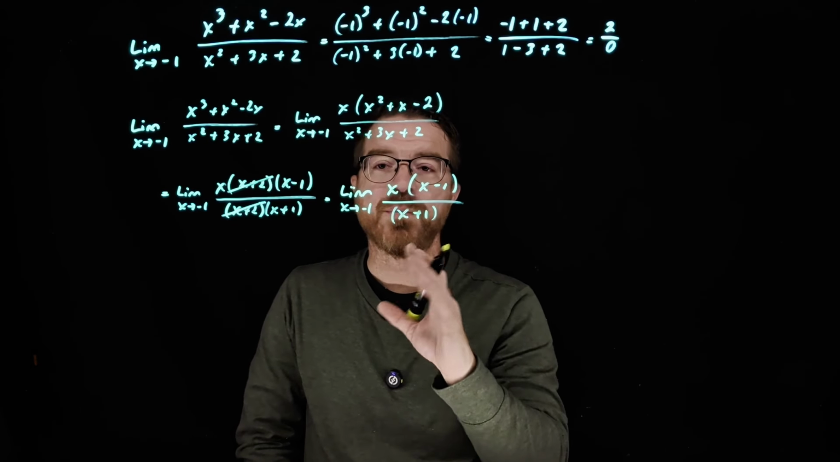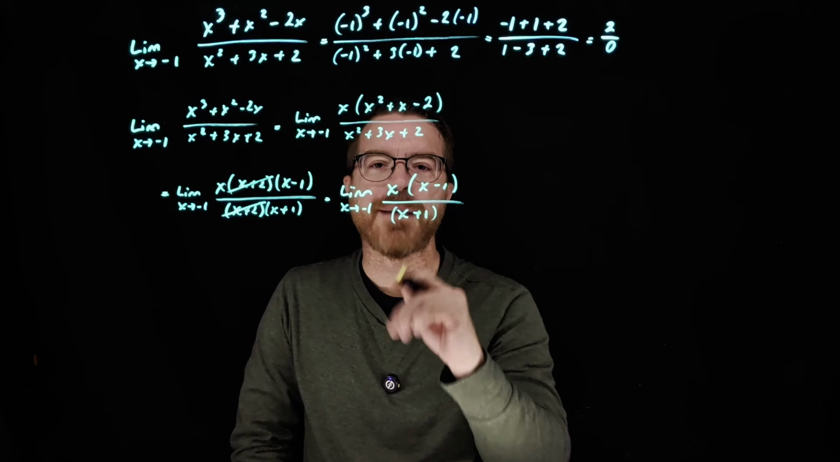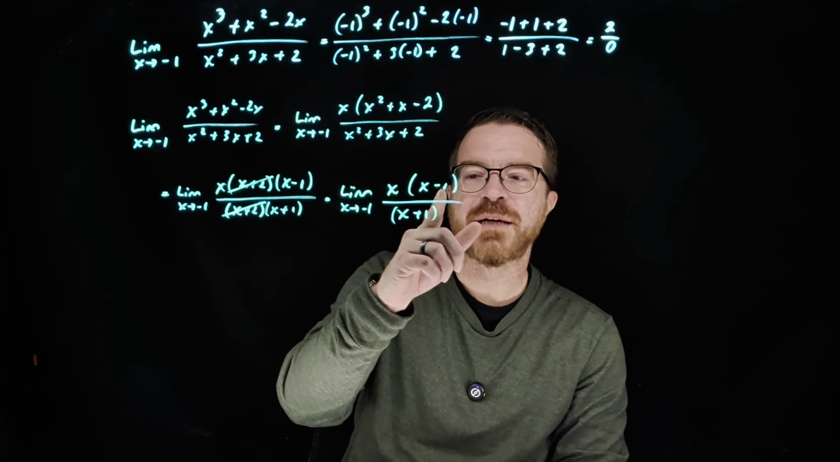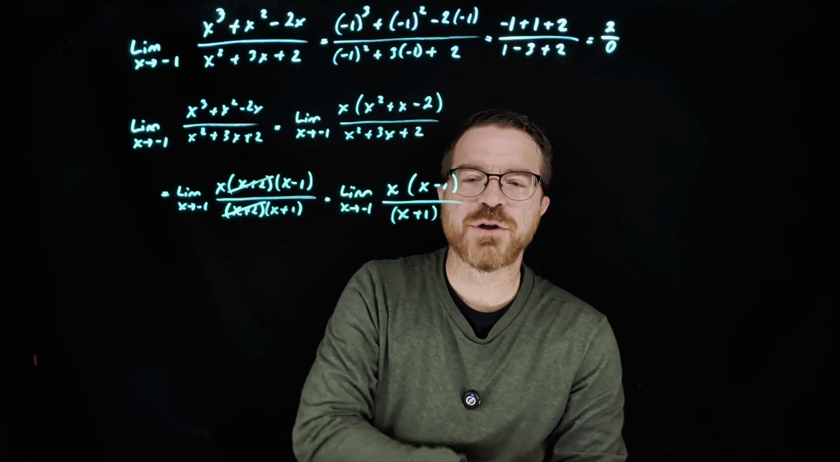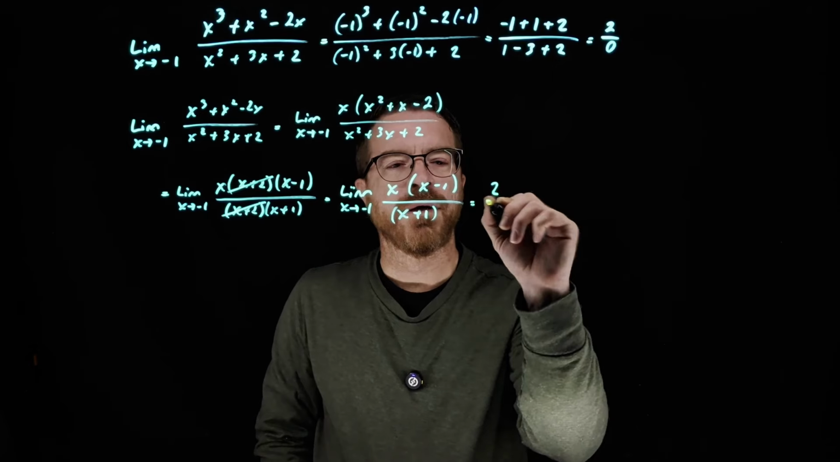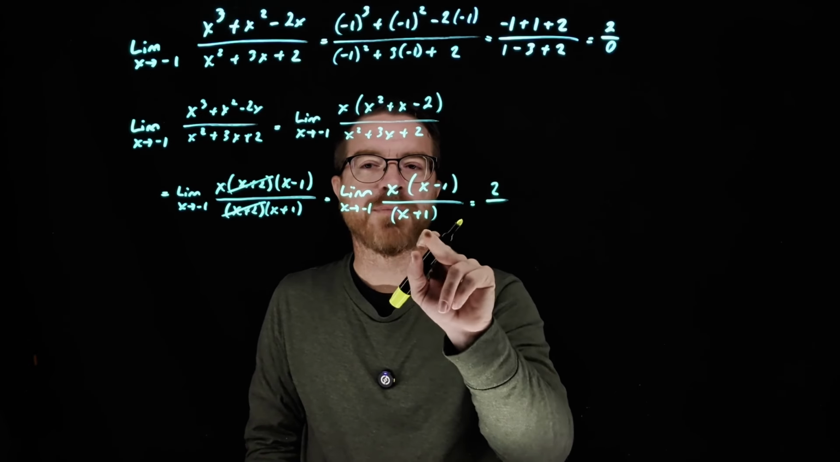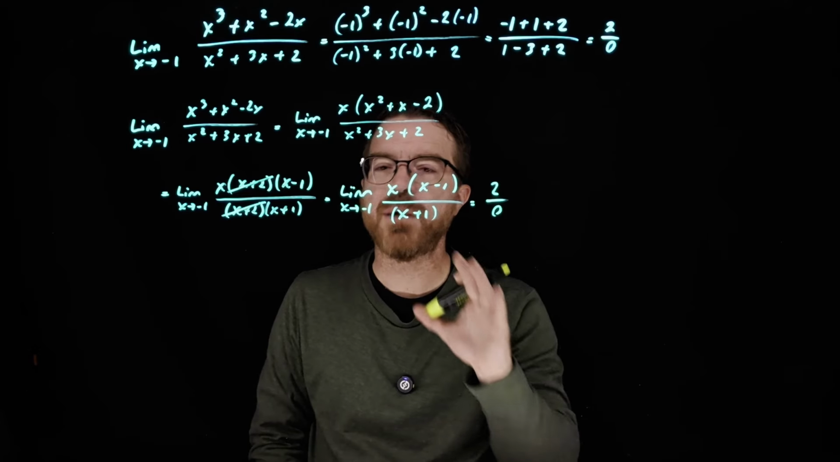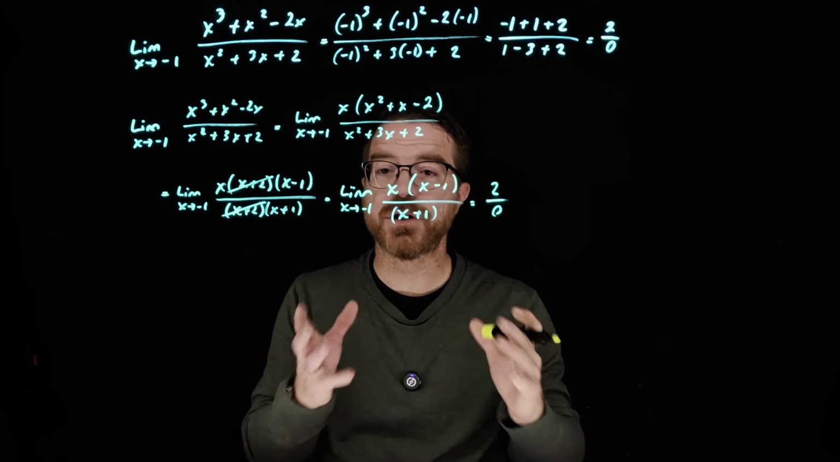Now if I were to plug in my negative 1, what happens? Well, I get negative 1 times negative 1 minus 1, which is negative 2. So negative 1 times negative 2 is going to give me positive 2 over minus 1 plus 1, which is still going to give me 0. So we're still not done yet, but we do have a much simpler function to work with now.